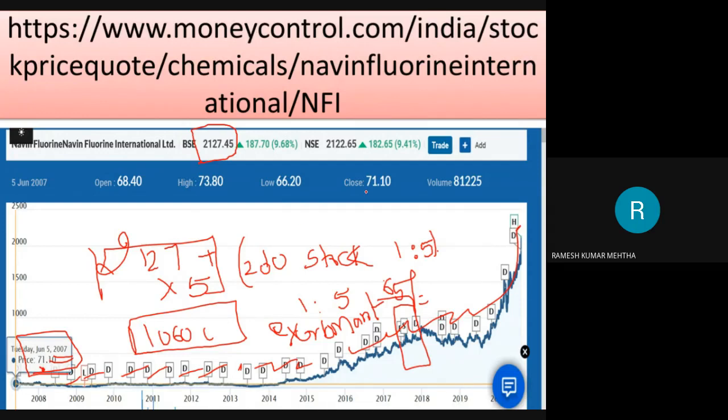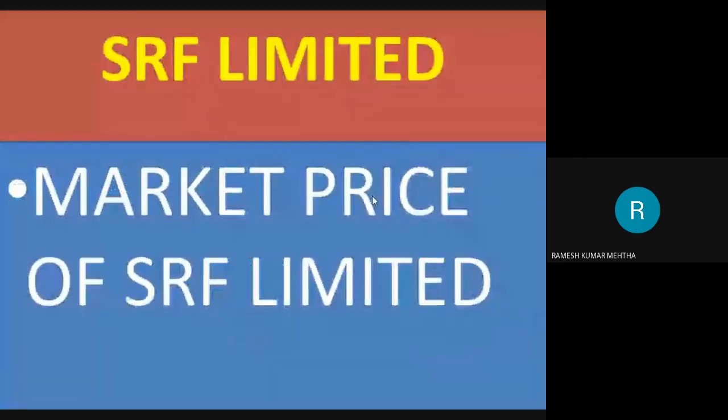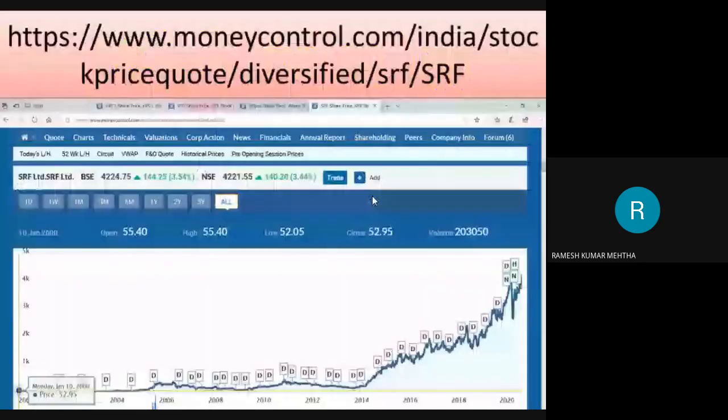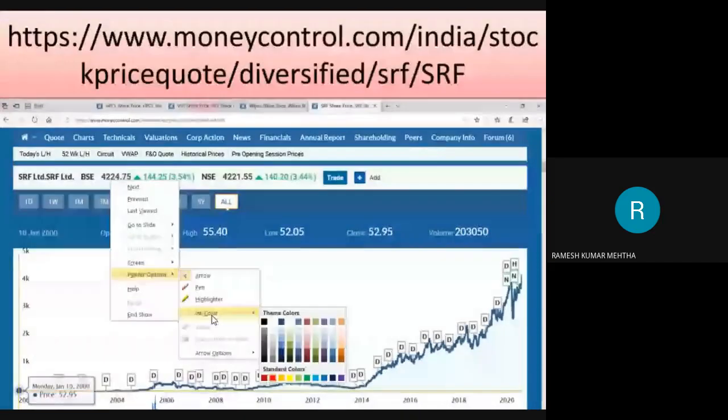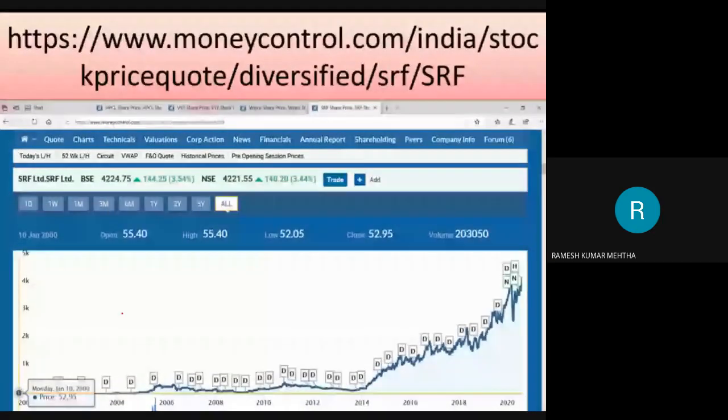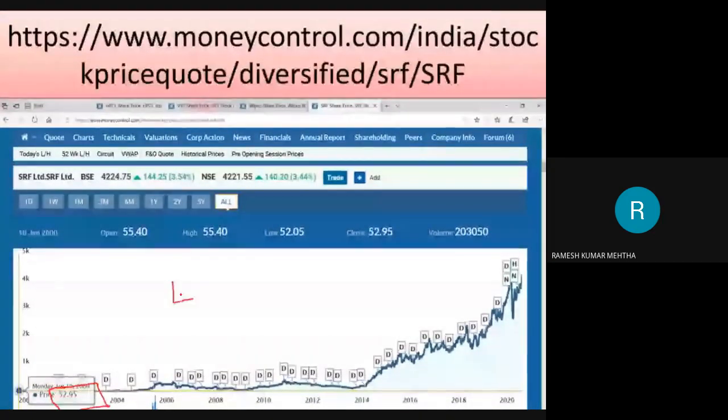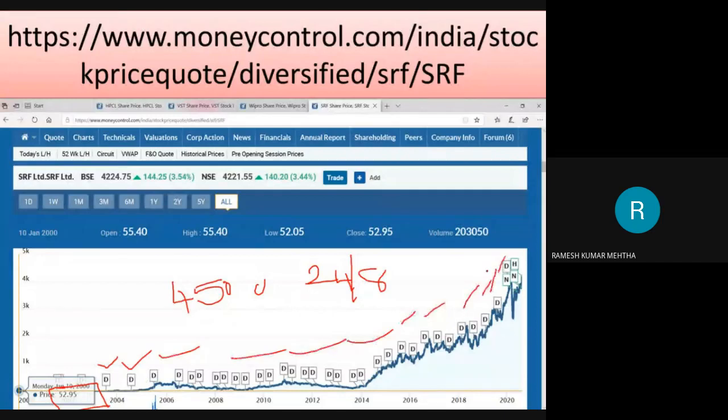Another example is SRF Limited. The same company in the year 2000 was around 52 rupees. Today, when I'm speaking, it's 4,500 on 24th August 2020, and the company has declared dividends like this. So for long-term investments, patience is required.